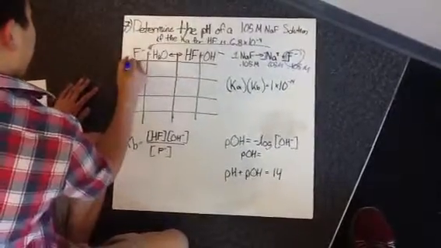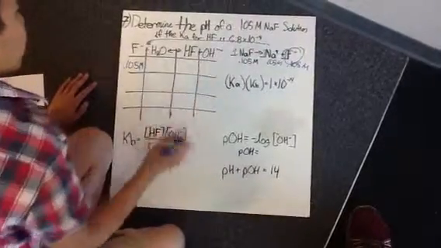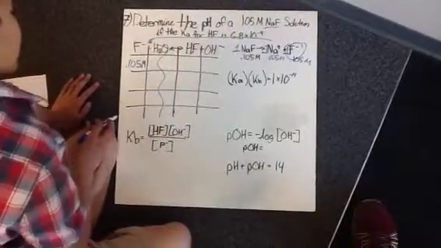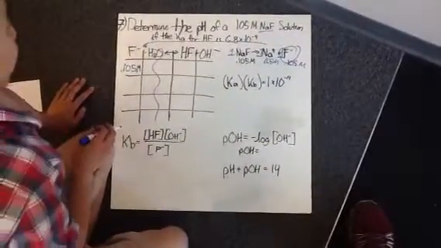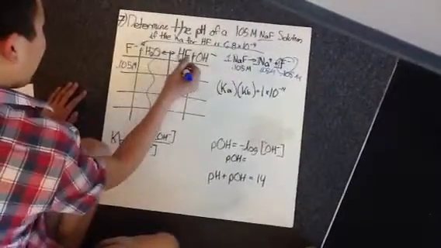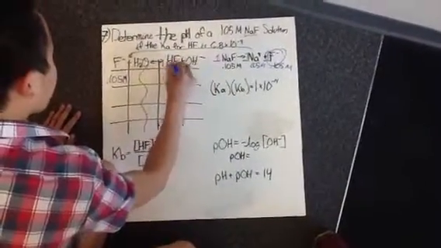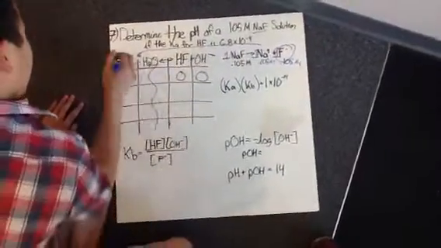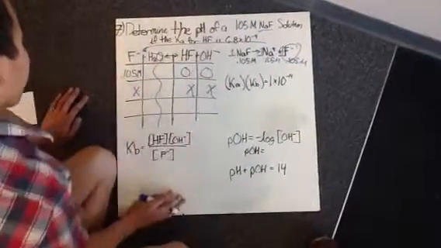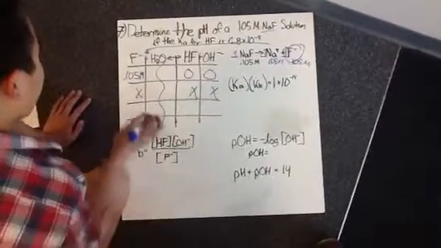So we have a 0.105 initial molar, and since this is a salt equilibrium problem because of NaF, we don't use water in this situation at all, or in any equilibrium problem, because H2O is a pure liquid. And there's no initial concentration given for HF and OH, so we put 0 in for that. So we put in X's, since each has a 1:1:1 mole ratio.